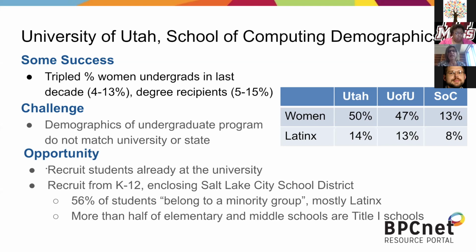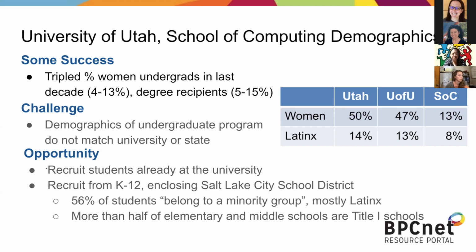So what you can see from just this table, the demographics of our undergraduate program don't match the university, which means there's some students at the university that we could potentially recruit to become computer scientists. And also don't match the state population. And the state population, I'll just reiterate, is relevant to us because we're a state school, but may not be very important to you if a lot of your students come from outside the state.